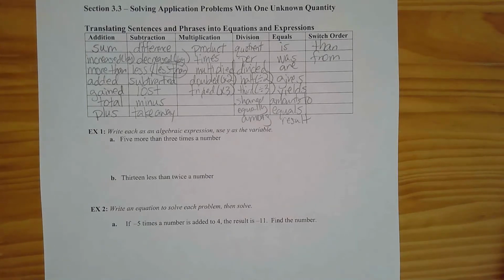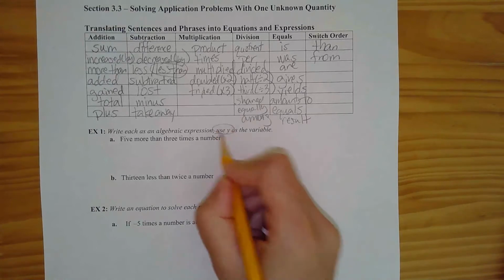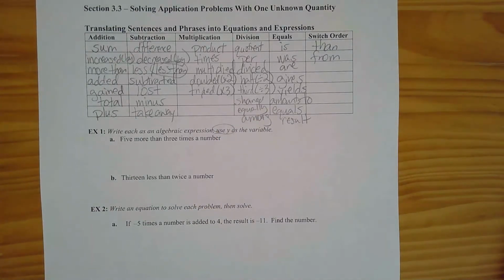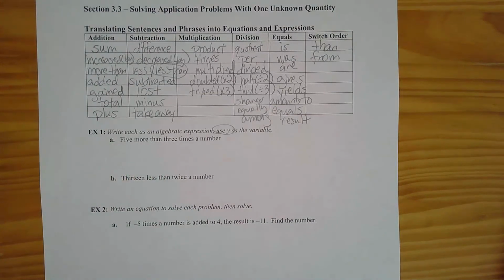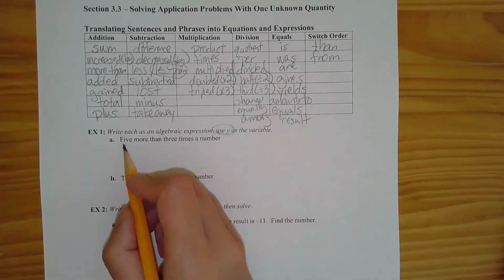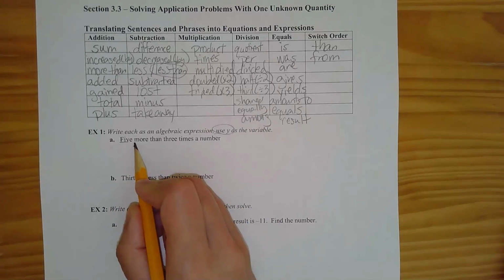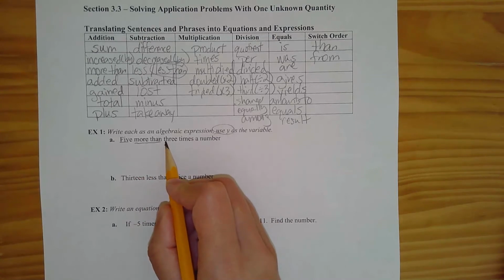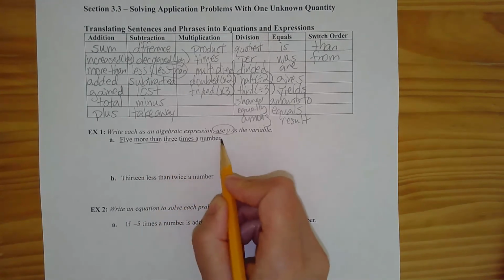So for example 1, it says write each as an algebraic expression and use y as the variable. I did that on purpose because you guys get really used to using x's all the time, and sometimes you have to use other variables, and sometimes it's useful to use other variables. So we're going to use y as our variable this time, okay? So in part A, it says 5 more than 3 times a number. So let's just take that one little step at a time. So we've got the number 5, we have more than, and then we have 3 times a number.